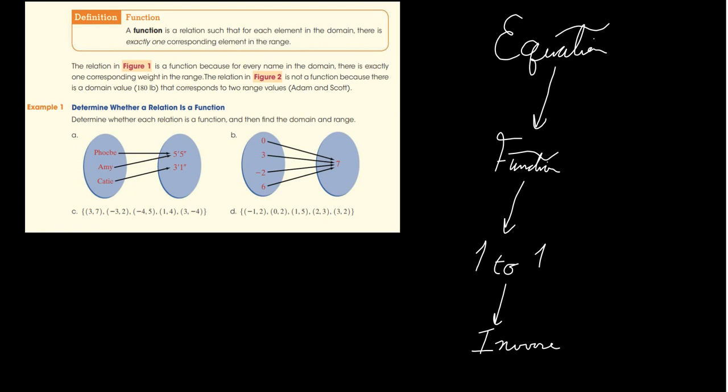C is a little bit different now, okay? So these are ordered pairs. It's a set of ordered pairs. And what we're looking for here, let's go ahead and draw this out. We'll put D and R. So the domain is the set of all x values here. So we would say 3, -3, -4, 1, and 3. And the range that corresponds to that would be 7, 2, 5, 4, and -4. So what this is saying is, 3 goes to 7, -3 goes to 2, -4 goes to 5, 1 goes to 4, and 3 goes to -4.